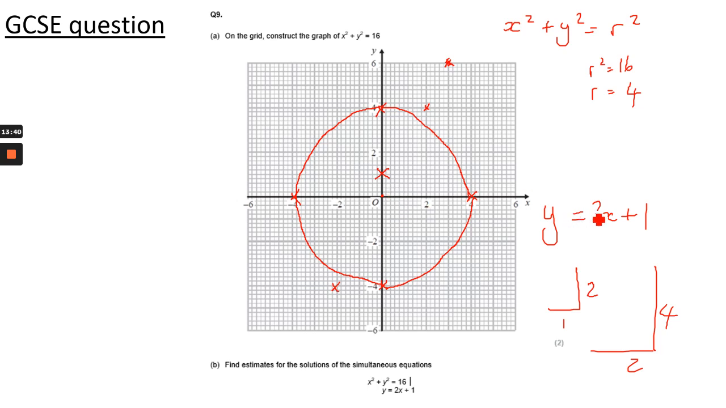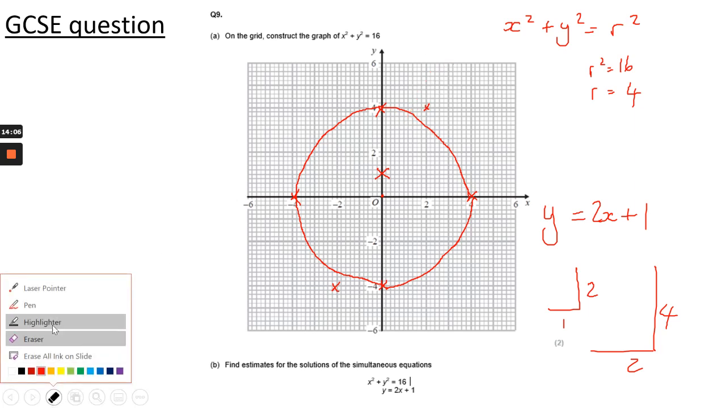Bear with me. So 2x plus 1 goes through the point 0, 1. If you go across 2, you go up 4. If you go across 2, you go up 4. If you go across 1, you go up 2. So these should be in a straight line, but I don't think they are. But I don't know what I'm doing here. So let me just erase this here.